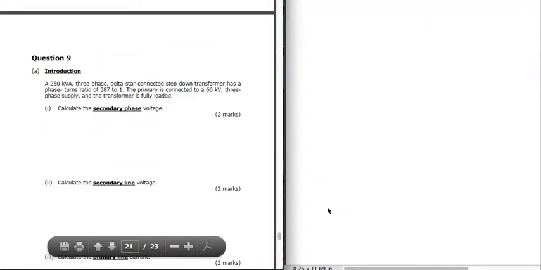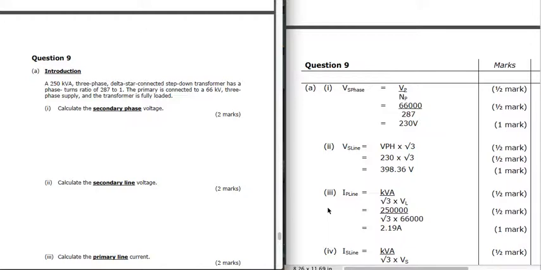Question 9, we've got a 3-phase 250 kVA delta star step-down transformer, and we're told that the turns ratio is 287 to 1. The primary is connected to a 66 kV 3-phase supply. The transformer is fully loaded. So remember, this turns ratio is all about the primary phase values, the phase turns and the phase voltage. So when we're looking to calculate the secondary phase voltage, we need to know the primary phase voltage, and because it's a delta connected transformer, the primary voltage here is going to be the same as the line voltage, so it's going to be that 66 kV. So 66,000 divided by our turns ratio, because there's 287 less turns on the secondary, gives us 230 volts.